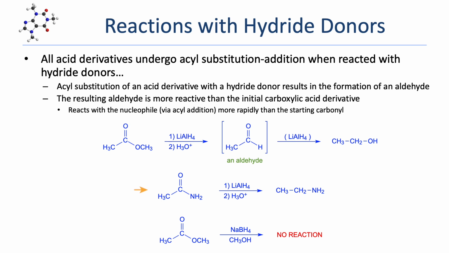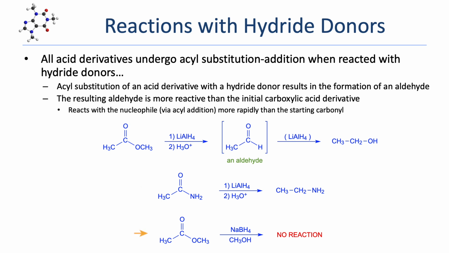In the second example, we see an amide reacting with lithium aluminum hydride. The nitrogen-containing acid derivatives, that is, amides and nitriles, result in the formation of an amine when treated with lithium aluminum hydride. A simple way to remember this is that oxygen is a better leaving group than nitrogen, and so the oxygen leaves and the nitrogen stays.